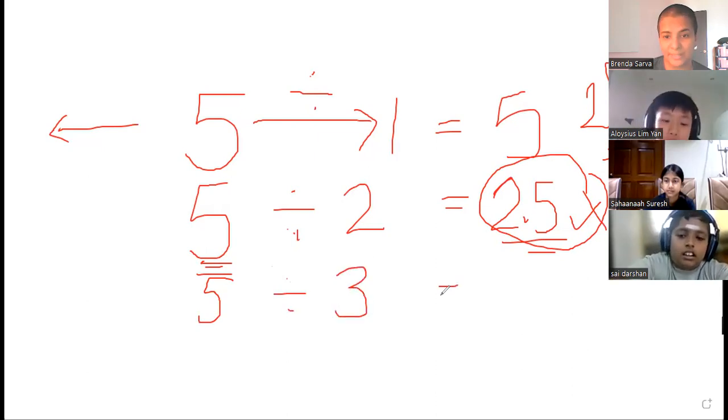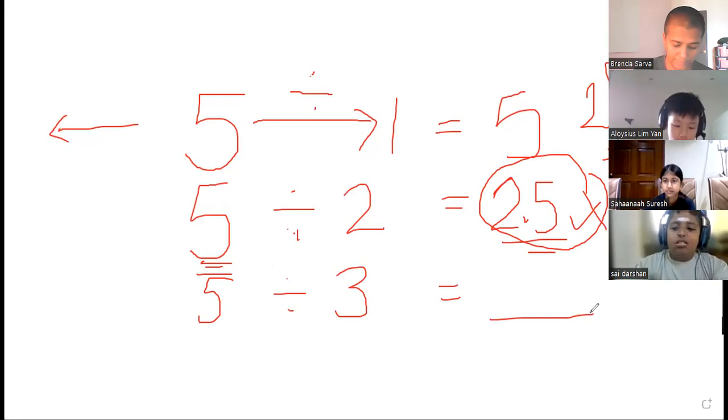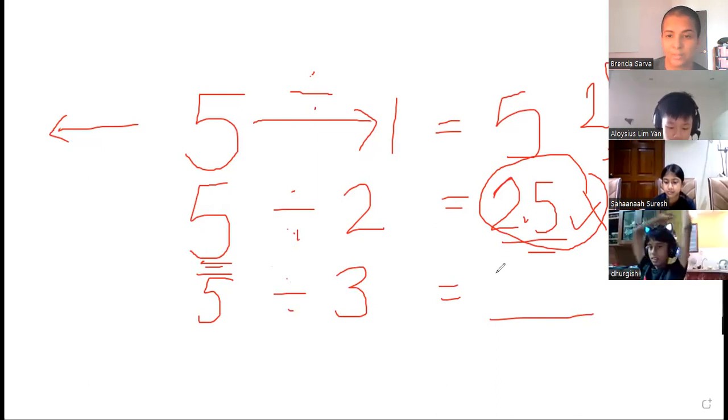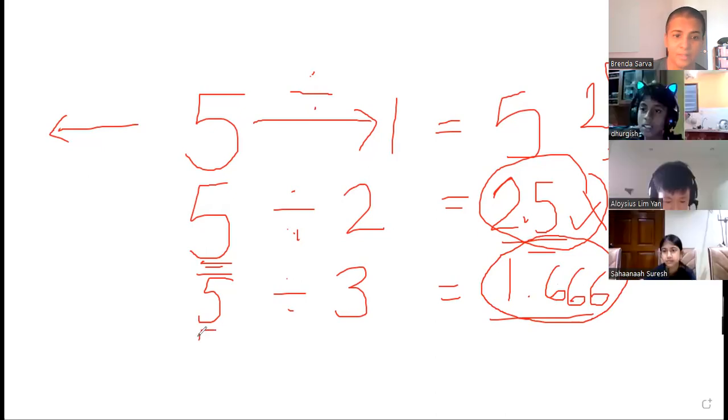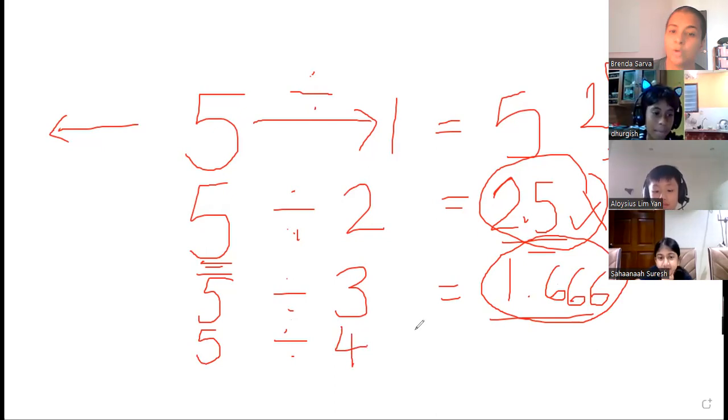Now, 5 divided by 3. You will also get a decimal number. You all have a phone with you. Just go open the calculator tool there and try and see. 5 divided by 3. You will get 1.6666667, going on. Again, this is a decimal number. Teacher, I use computer. Oh, fine. You can use computer. What about 5 divided by 4?